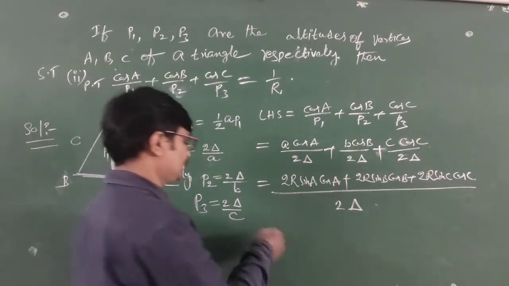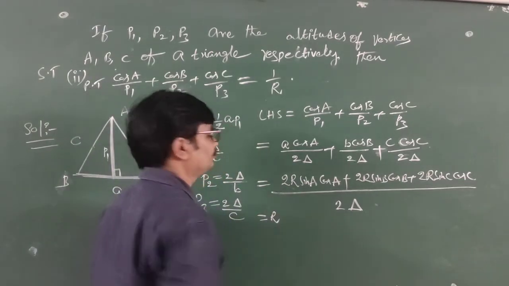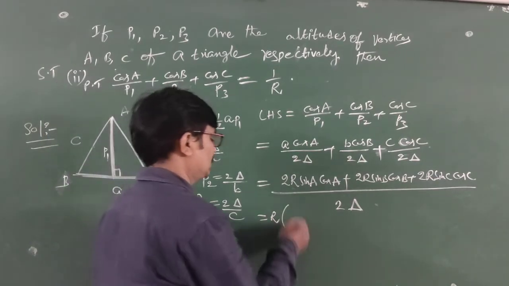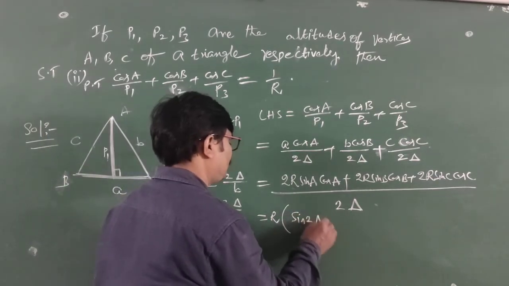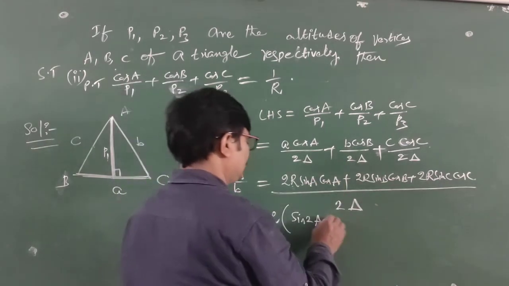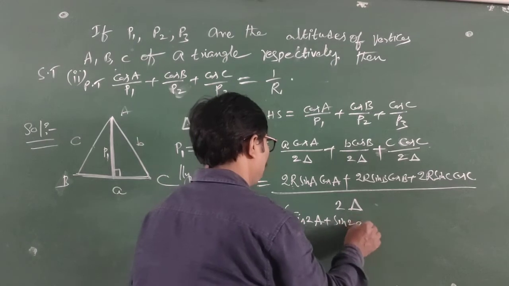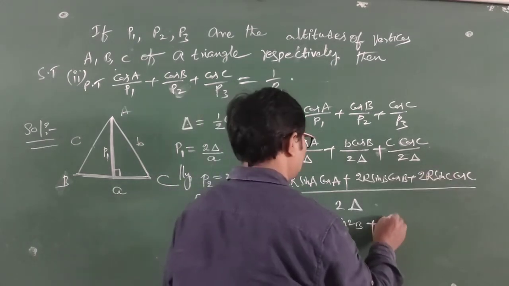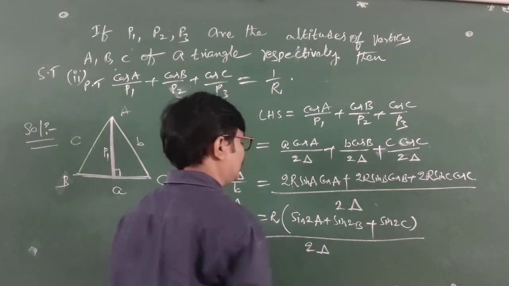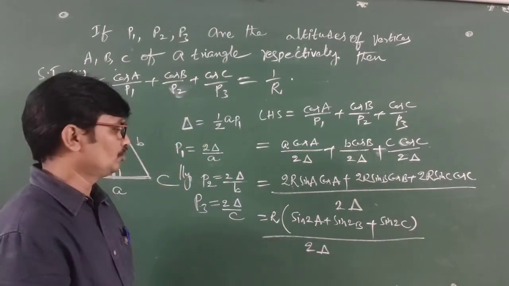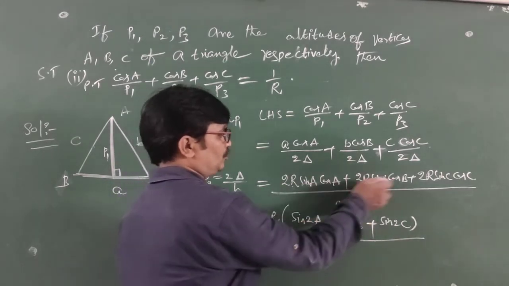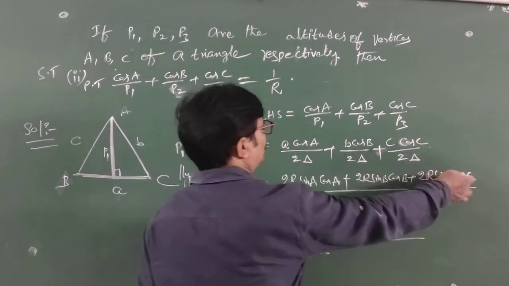Now students, r is the common. We have to know the formula of sine of 2a: sin 2a is 2 sin a cos a. After that this is sin 2b, and the last one is sin 2c. So students, this is over 2 delta. Is it clear? 2 sin a cos a is sin 2a, 2 sin b cos b is sin 2b, and 2 sin c cos c is sin 2c.